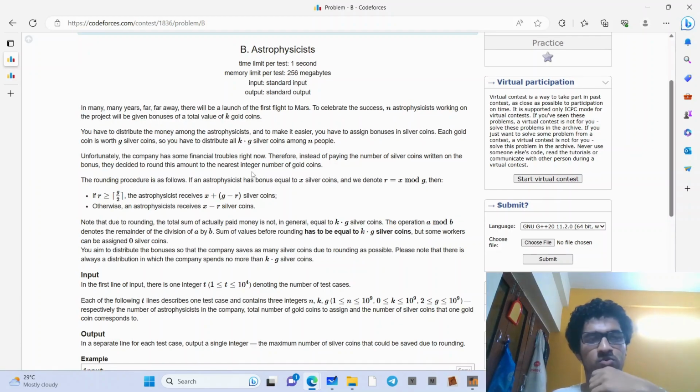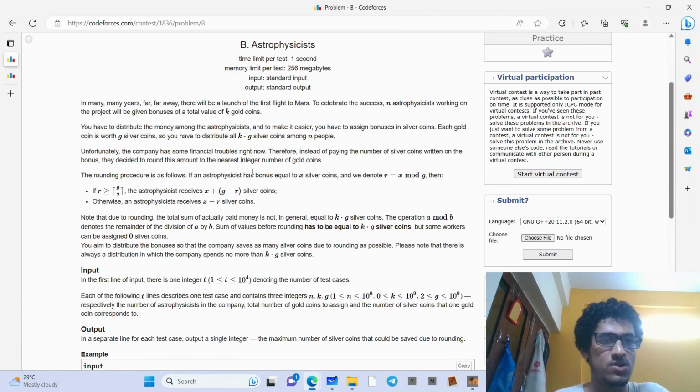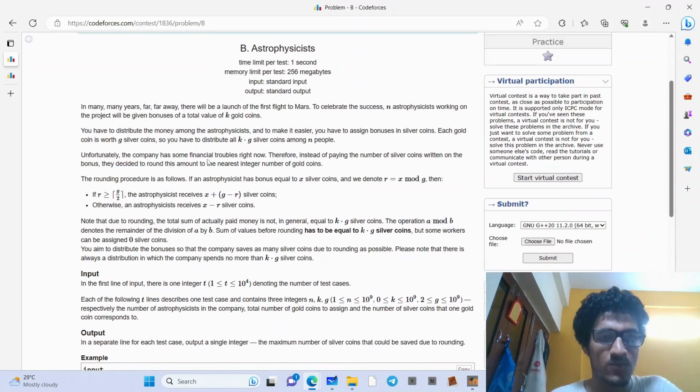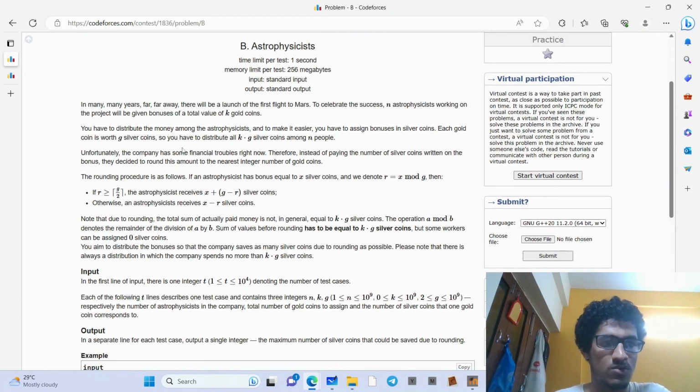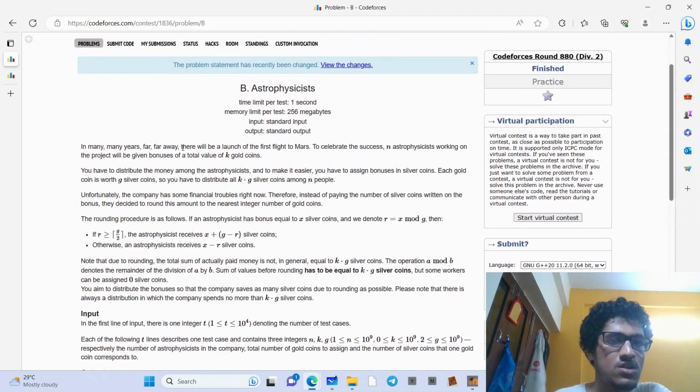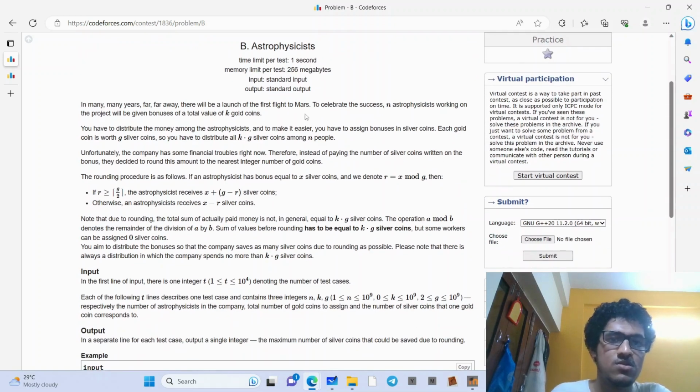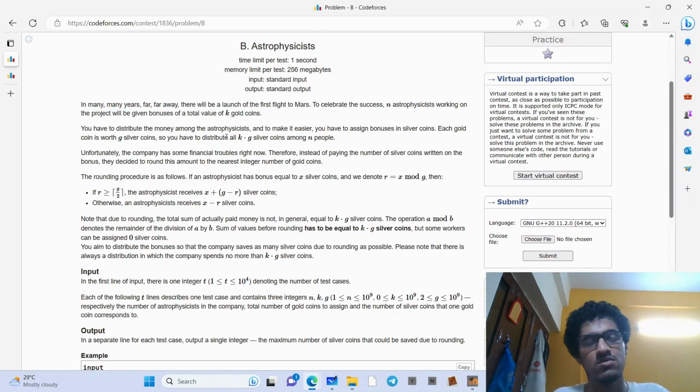Okay, so we'll discuss question B, astrophysicist. I guess you have gone through the question, so I'll just discuss the important points. An astrophysicist has a total of k gold coins, and these gold coins are divided as silver coins, such that there are a total of k into g silver coins.